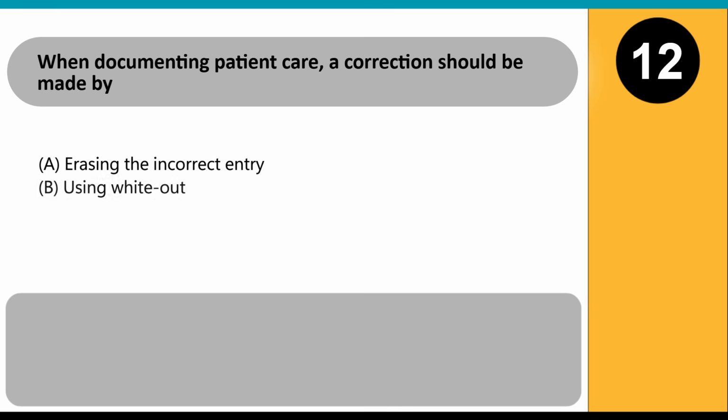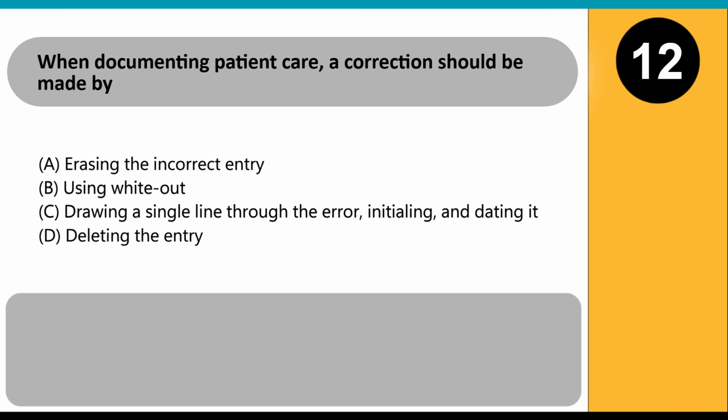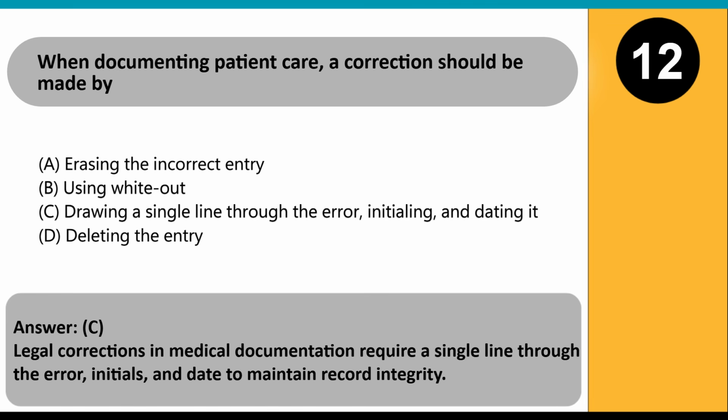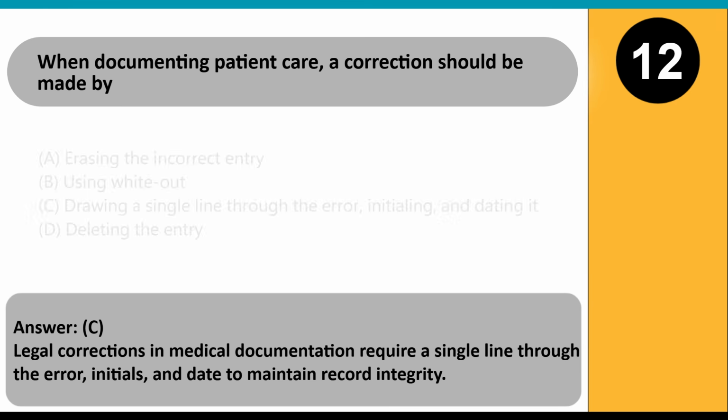When documenting patient care, a correction should be made by: A. Erasing the incorrect entry. B. Using whiteout. C. Drawing a single line through the error, initialing, and dating it. D. Deleting the entry. Answer: C. Legal corrections in medical documentation require a single line through the error, initials, and date to maintain record integrity.